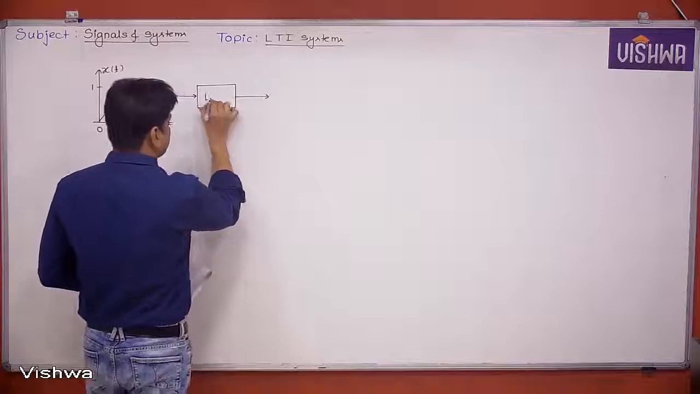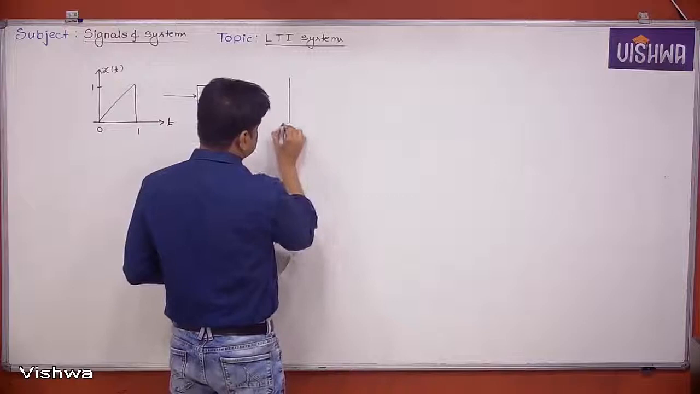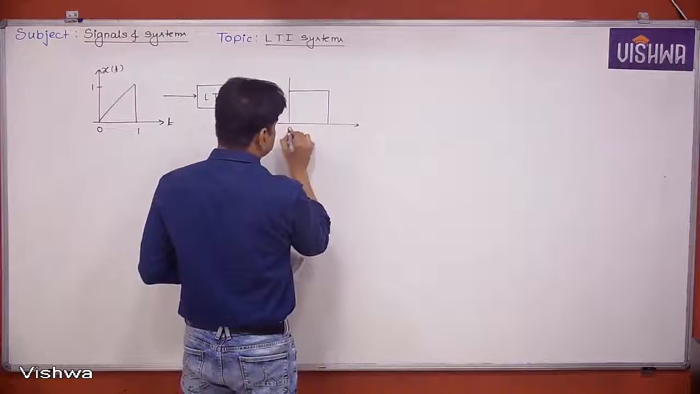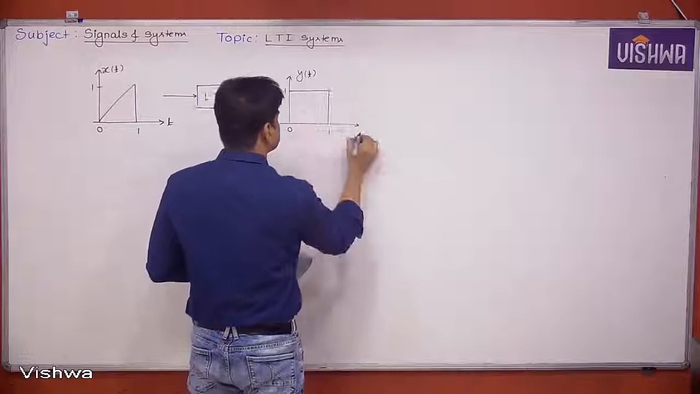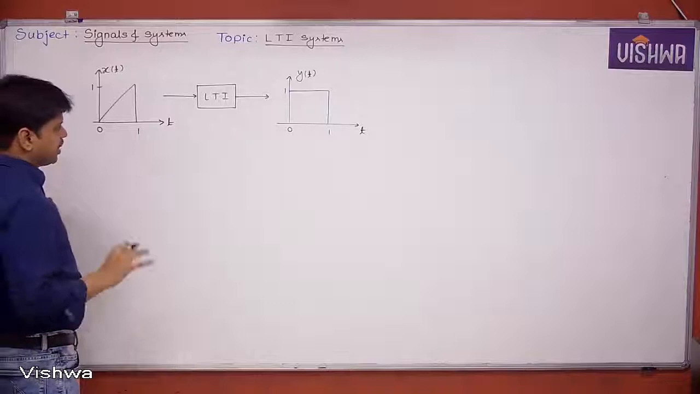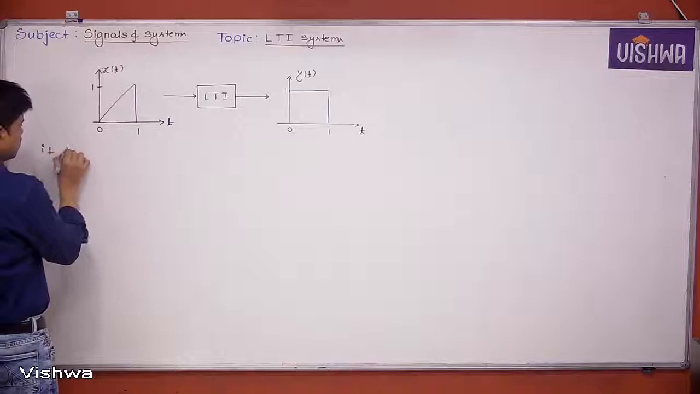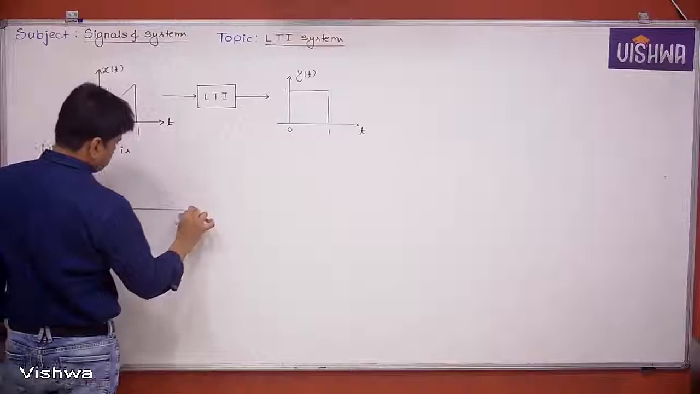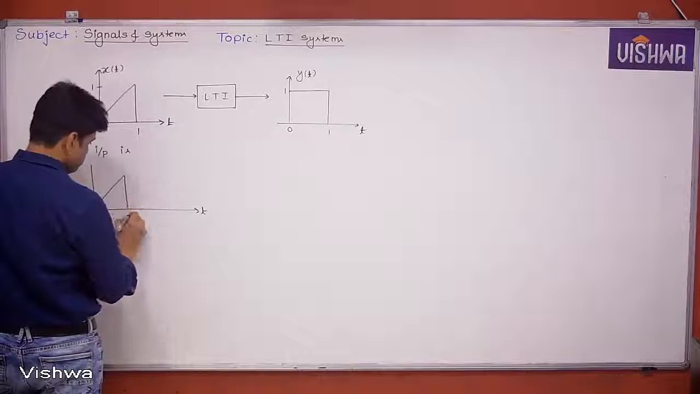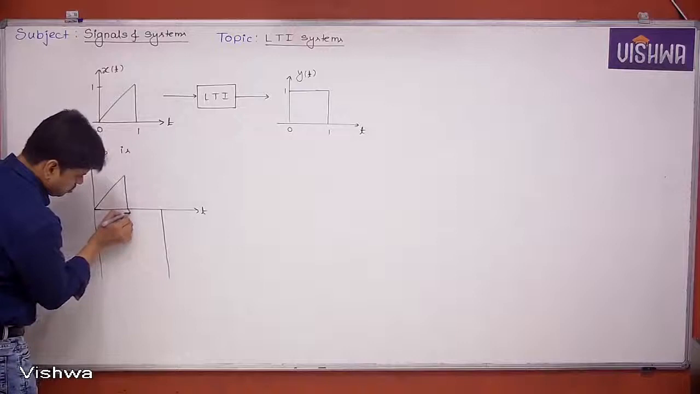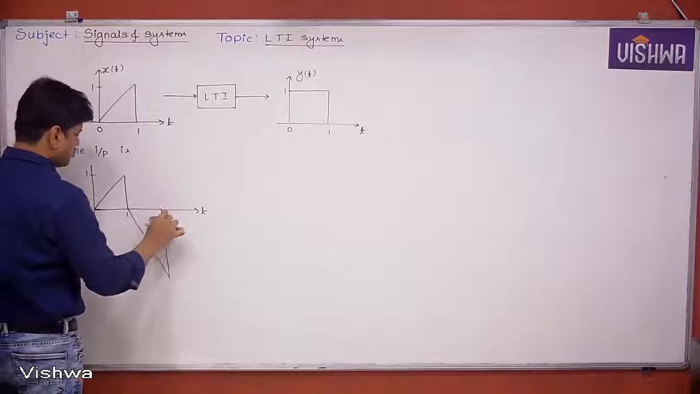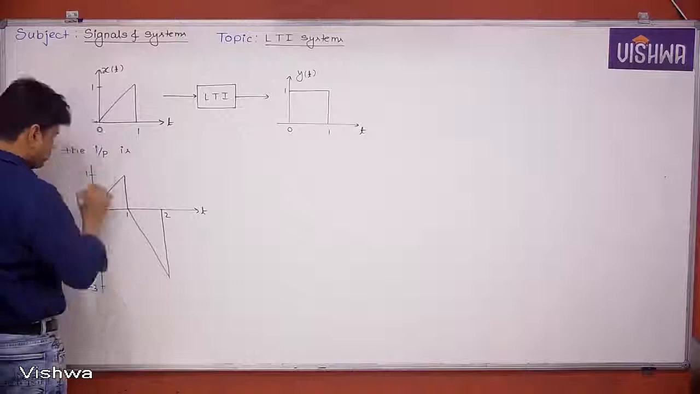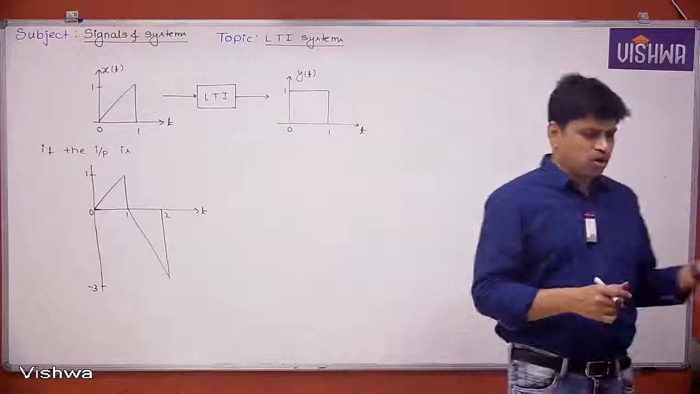Then the output given is y of t. So they have given the input waveform and output waveform for an LTI system. But what if the input is in this way? Then what is the output we are going to get? What is the output if the input is like this?